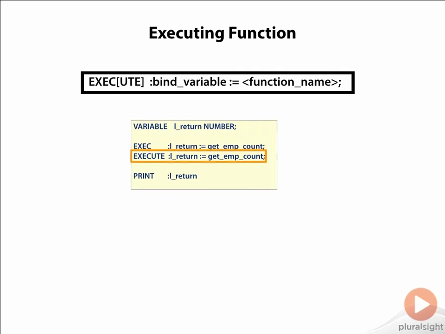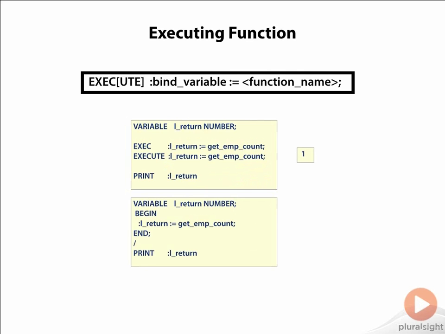Execute lReturn equal to getEmpCount is another equivalent way to call the function getEmpCount in SQL Plus or SQL Developer Worksheet to get the result in lReturn bind variable. After this, we can see the value of the bind variable using the print lReturn statement, which will give us a value of 1.